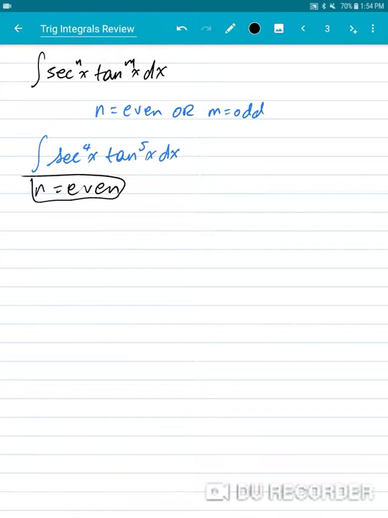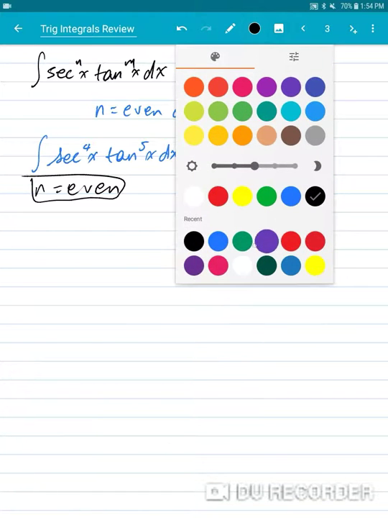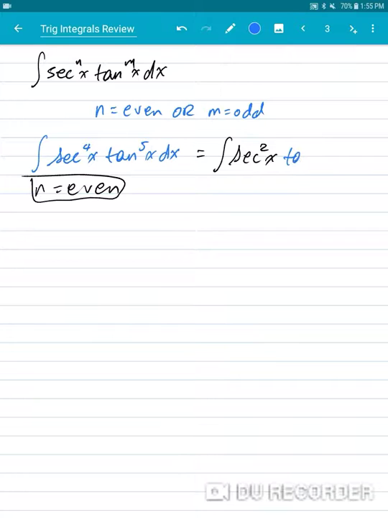So I'll be using that the power of secant is even. In that case, I will write it as secant squared x times tangent to the power of 5x times sec squared x dx. In this case, this is my du. So what that means is my u should be tangent of x, because the derivative of tangent is secant squared. So I have to replace the rest by whatever the tangent expression is. But we also know that sec squared x is 1 plus tangent squared x.